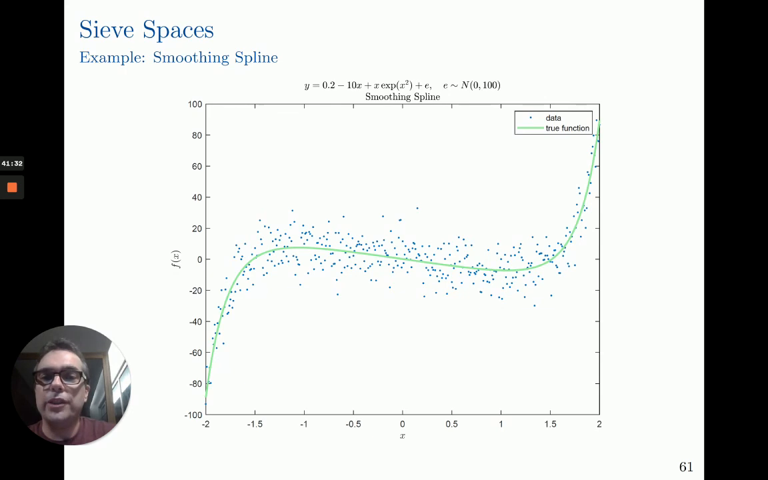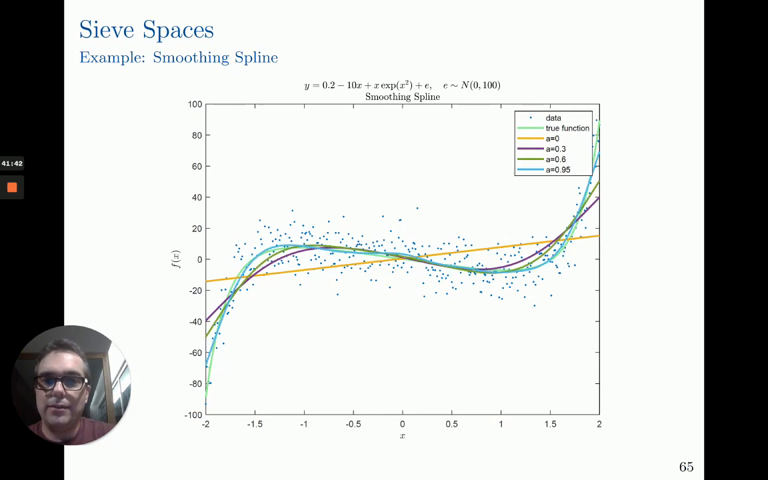So let's go to our function here. Let's see how a smoothing spline fits that function. So very simple, a equals 0, that's the linear model. Then 0.3, 0.6, 0.95. You see that among all the approximating functions, it seems that the spline did the best job, right?